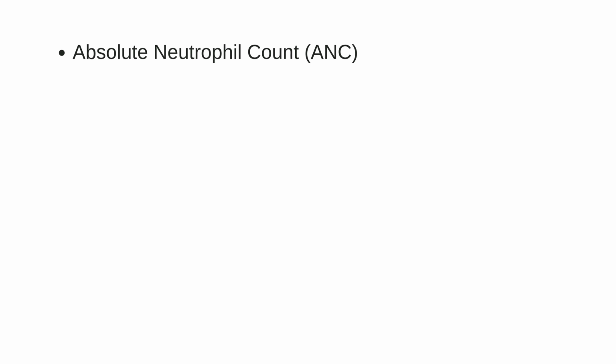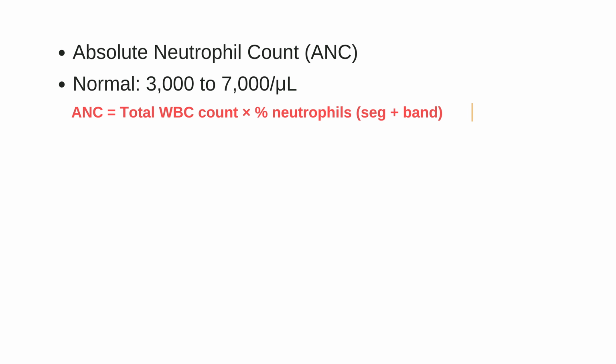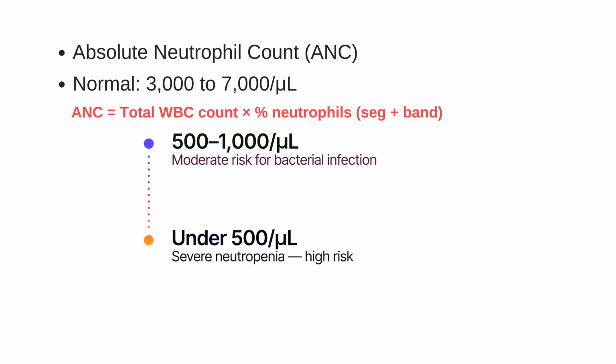So let's talk about numbers, and this is something you need to memorize. In clinical practice, we use the absolute neutrophil count, or ANC, as our benchmark. The normal absolute neutrophil count ranges from 3,000 to 7,000 cells per microliter. To calculate the ANC, multiply the total white blood cell count by the neutrophil percentage, including SEGs and BANDs. And here's what those numbers mean clinically. An ANC of 500 to 1,000 cells per microliter indicates a moderate risk of bacterial infection, and an ANC under 500 cells per microliter indicates severe neutropenia and a high risk.